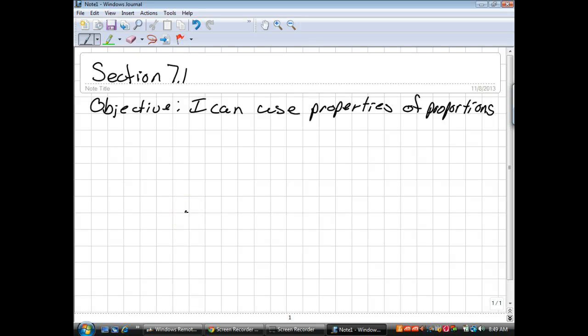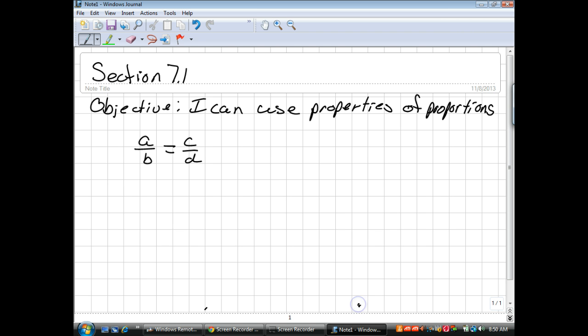Section 7.1, our objective today is I can use properties of proportions. So a proportion is an equation of two ratios. So for instance, if I have the ratio A over B, if I set that equal to another ratio, C over D, then that is what we call a proportion. So that is one way to write a proportion.